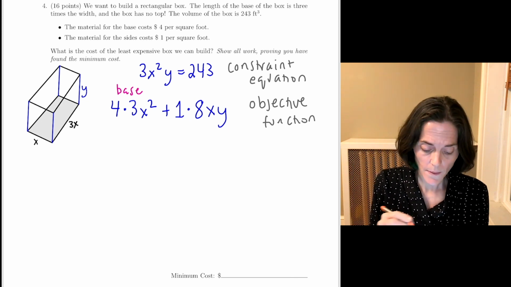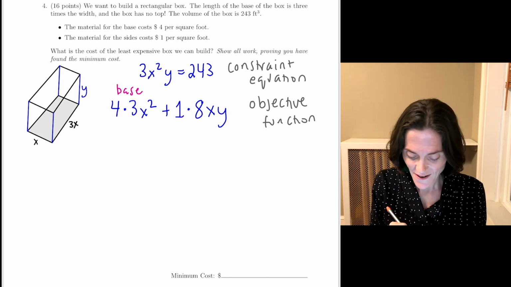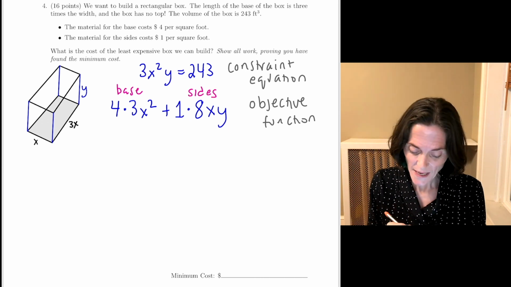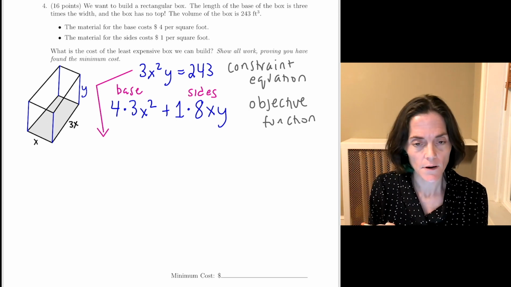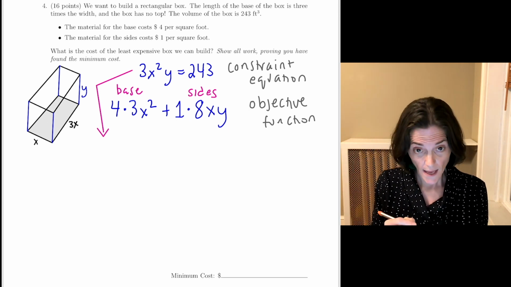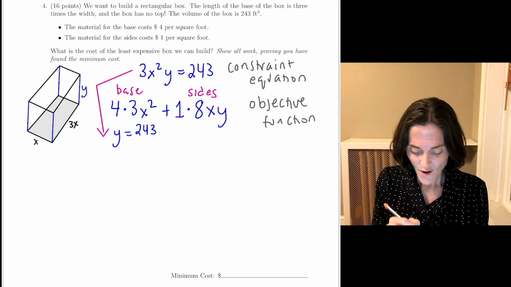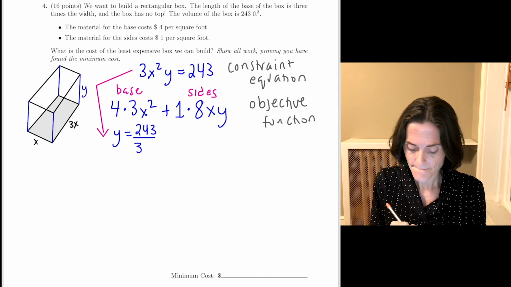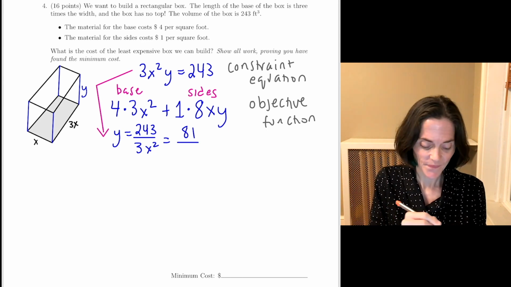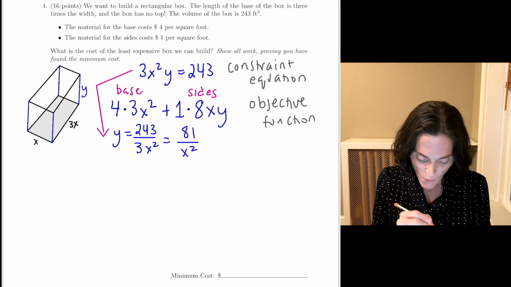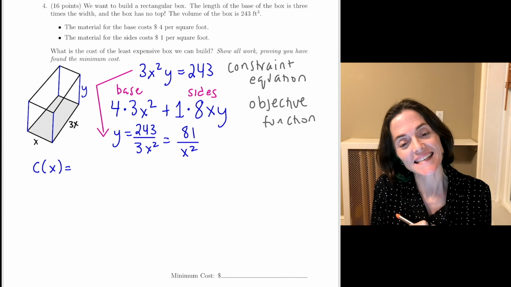Okay, how do these problems go? Once we have our constraint equation and our objective function, oh, maybe I should write above, this is from the sides. We use the constraint equation to solve for one variable in terms of the other. It's going to be easier to solve for y in terms of x. So here y will be 243 over 3x squared, which is 81 divided by x squared. Now, we can write cost as a function of x by substituting in this expression for y.